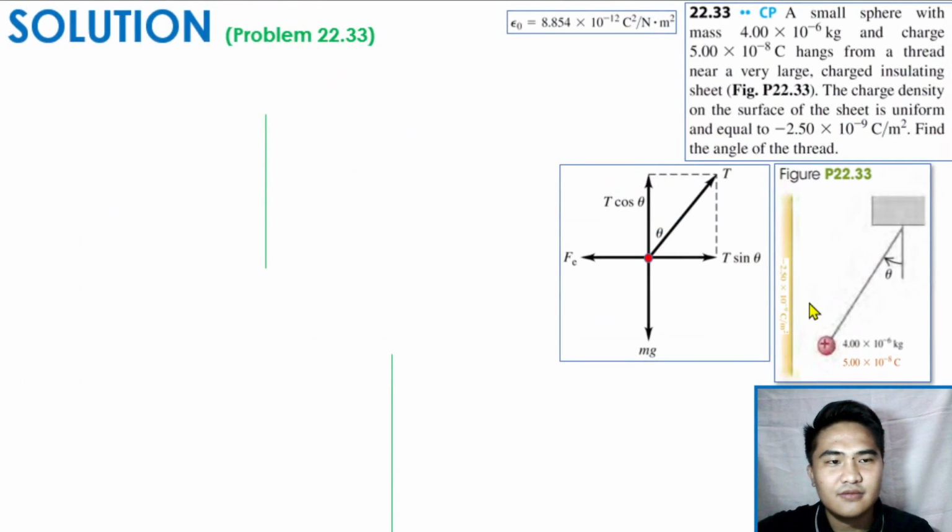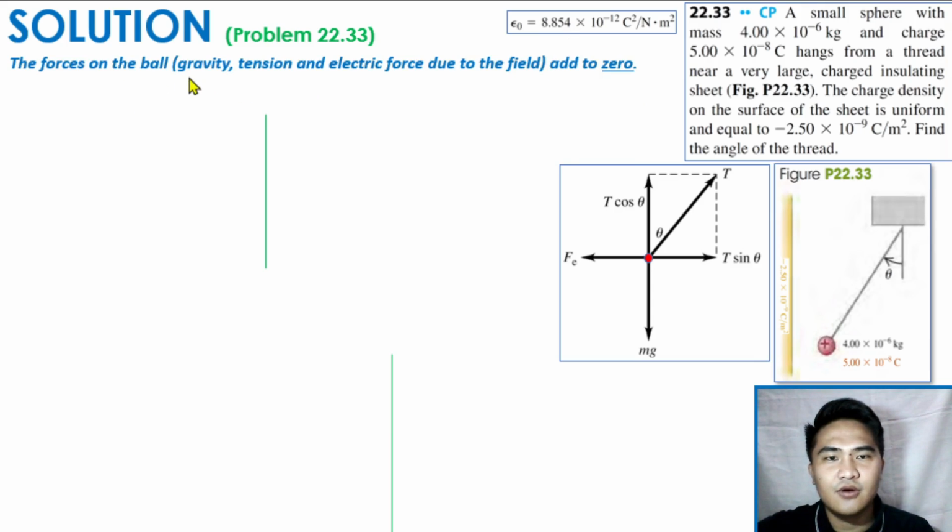To solve this, let's have the force diagram. The forces acting on the ball are the tension, the electric force, and the weight. The tension has two components, the X component and the Y component. We will also use the permittivity of free space. The forces on the ball, which are gravity, tension, and electric force due to the field, add to 0 since the ball is suspended or at rest. Since the ball is in equilibrium, the summation of the forces along X and along Y are 0.